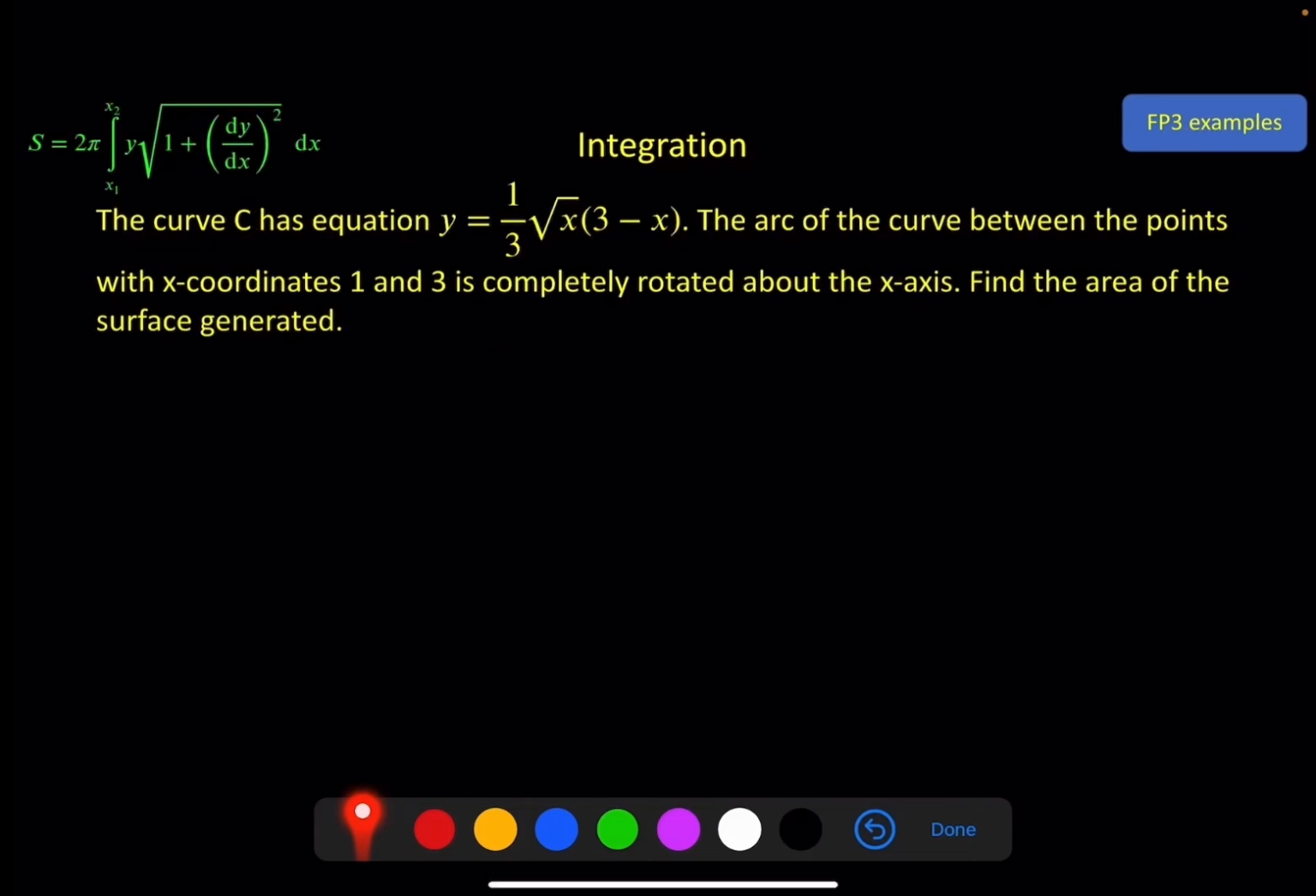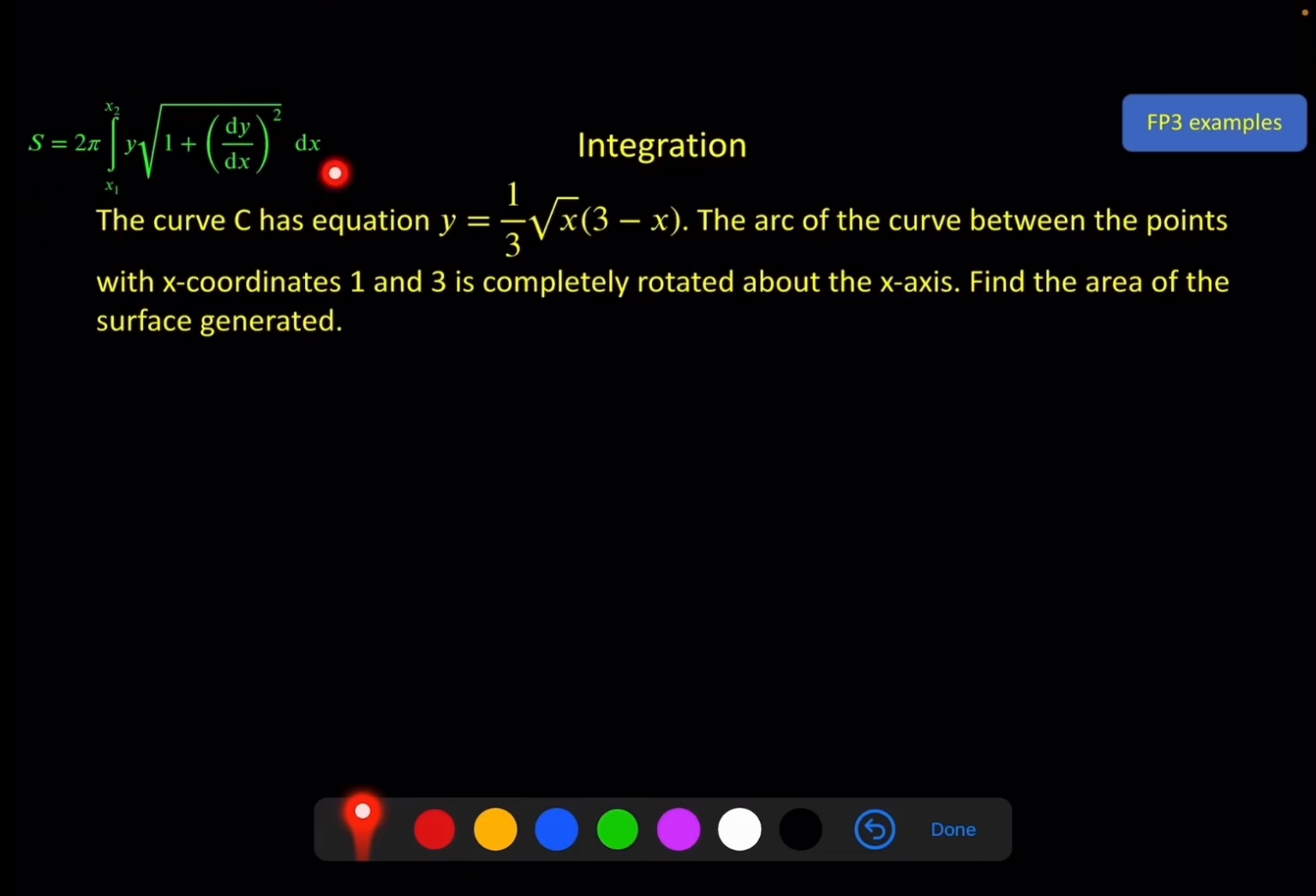So here's our first example. The curve C has equation this. The arc of the curve between the points with x coordinates 1 and 3 is completely rotated about the x-axis. This is nice and formal. This is telling you it's a full rotation, so it's a full 3D shape rather than just half of the shape. Find the area of the surface generated.